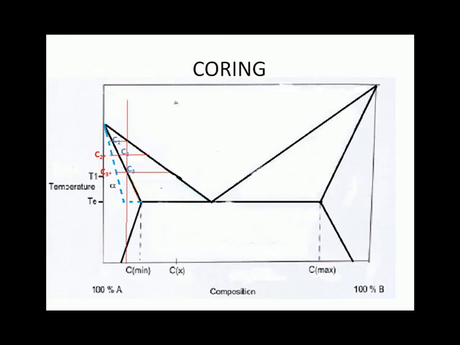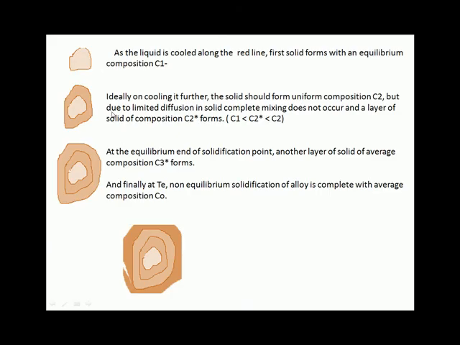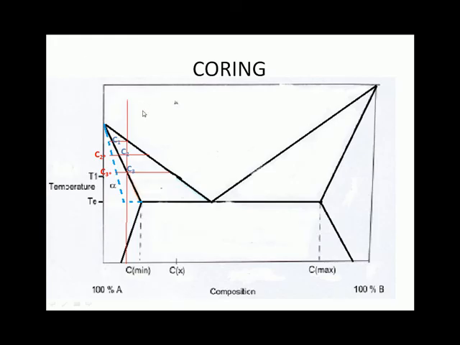In the graph here, we show a eutectic composition alloy being solidified along the red line. As we cool along the red line, an initial solid with composition C1 forms. However, as we cool further to C2, we assume in an ideal case of equilibrium solidification, a solid of composition C2 should form.